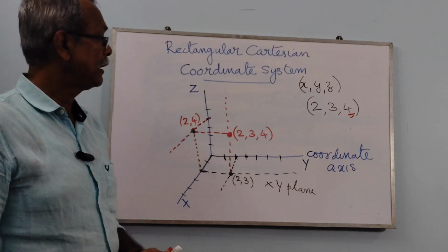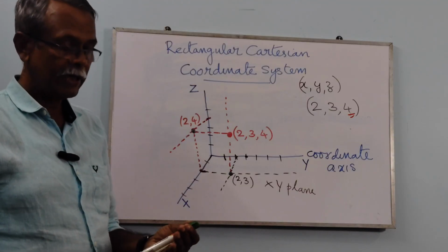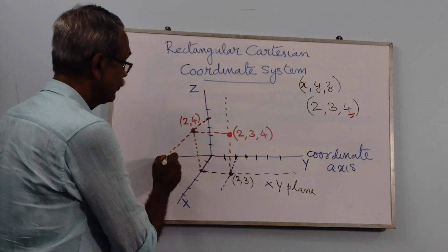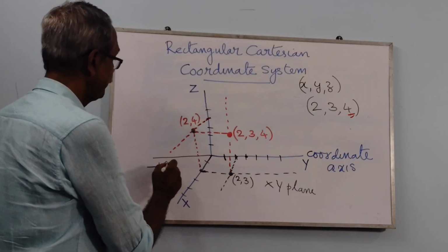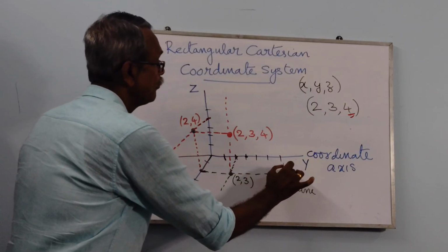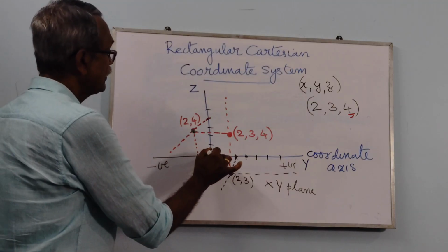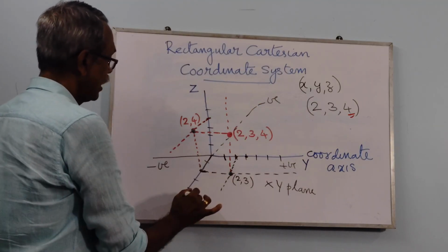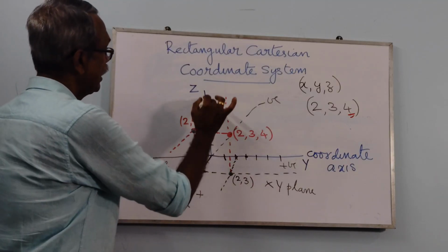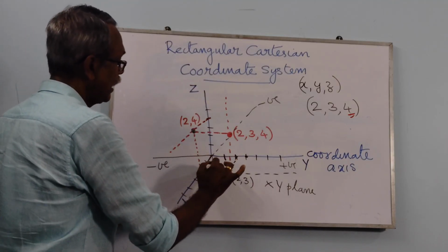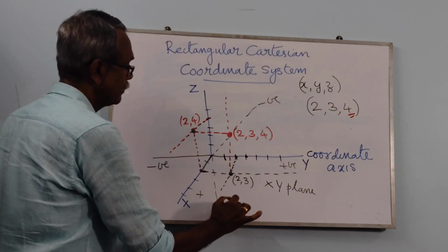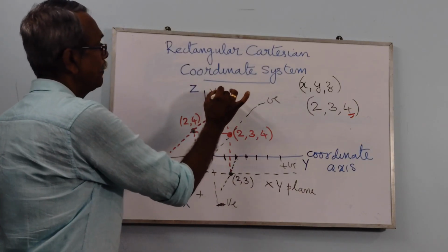But we can take points along the y-axis towards the left and mark it as negative. This is positive. You can take the x-axis in this direction, we can take it as negative and this as positive. We can take the z-axis like this. This is negative and this is positive.